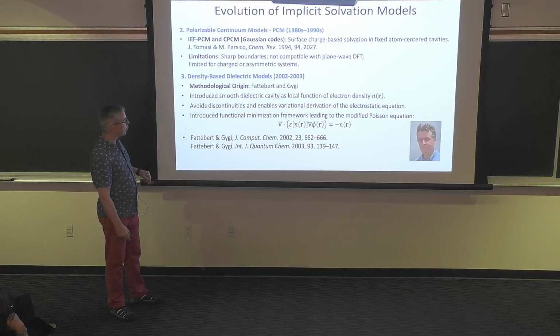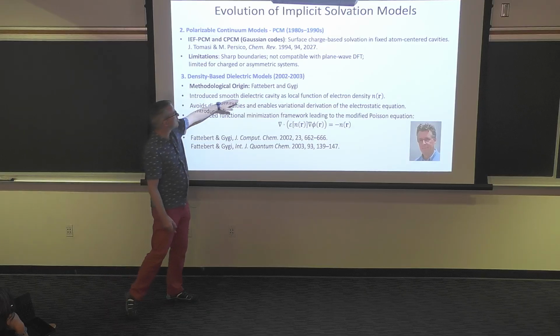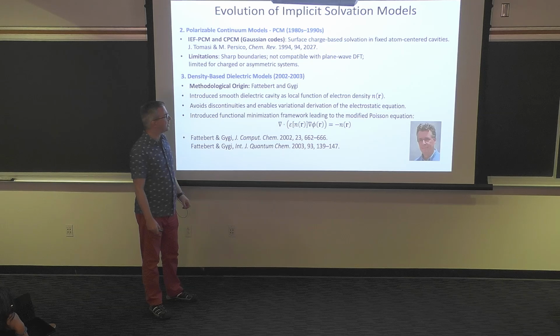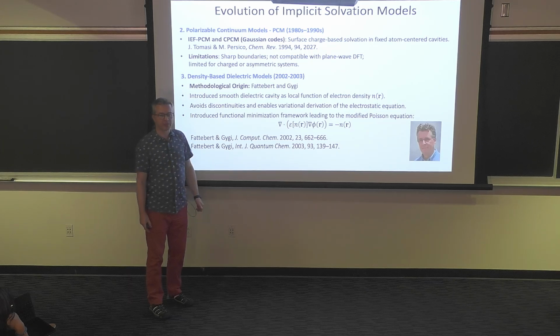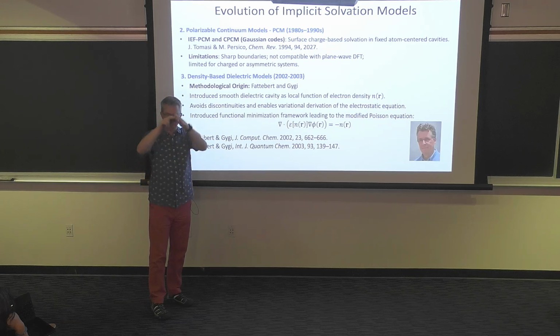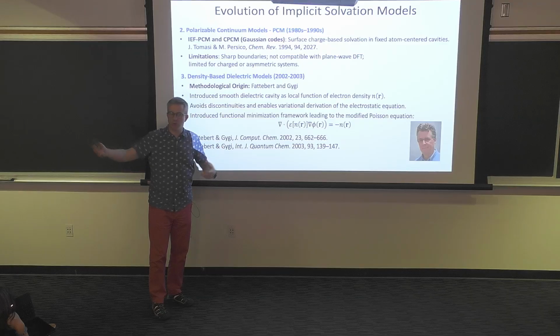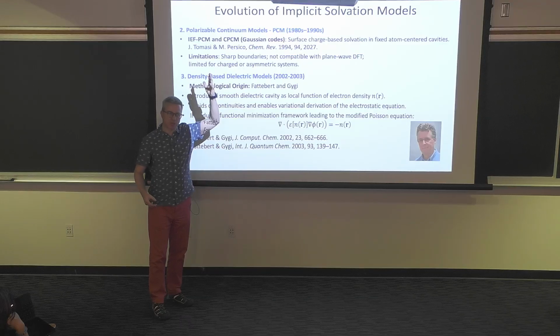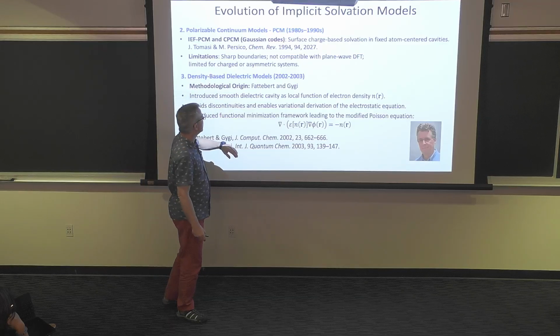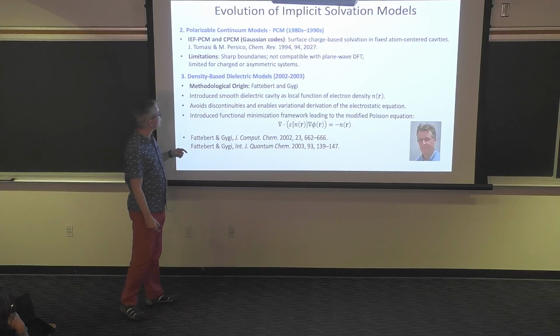Francois Gygi had his own plane wave DFT code, and what he introduced was a smooth dielectric cavity, making it a local function of the electron density. So where the electron density is large, we don't have water. That's where our solute lives. When the electron density drops to small values, that's where the water molecules can approach. That's where epsilon starts going up from 1 to 78. And that was a major improvement.